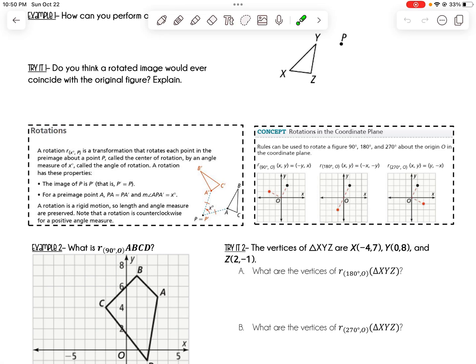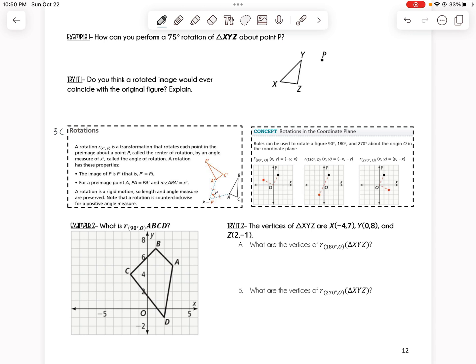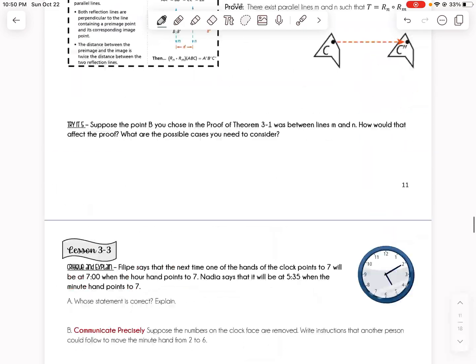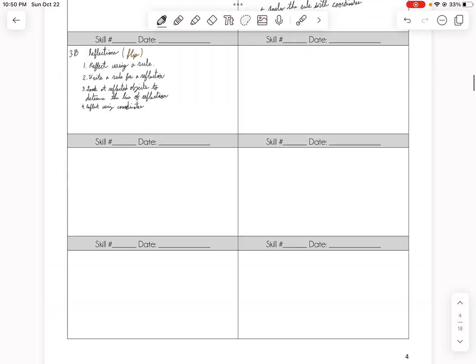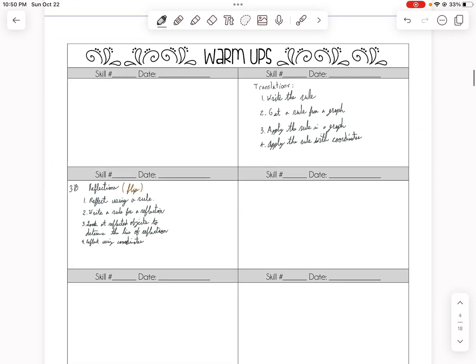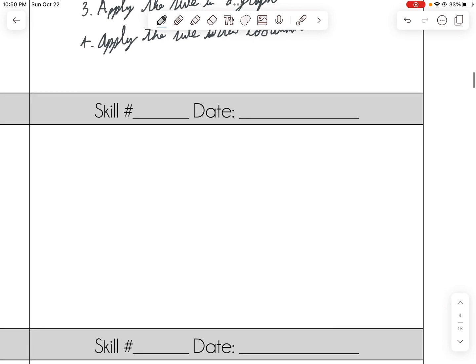Welcome back, everyone. It's time for our third big idea, 3C. This is rotations. We're going to be doing the bulk of our work on pages 12 and 13, but for now, I want us to go back to the warm-ups, and we're going to write down what we need to do for rotations. So this is 3C, rotations.